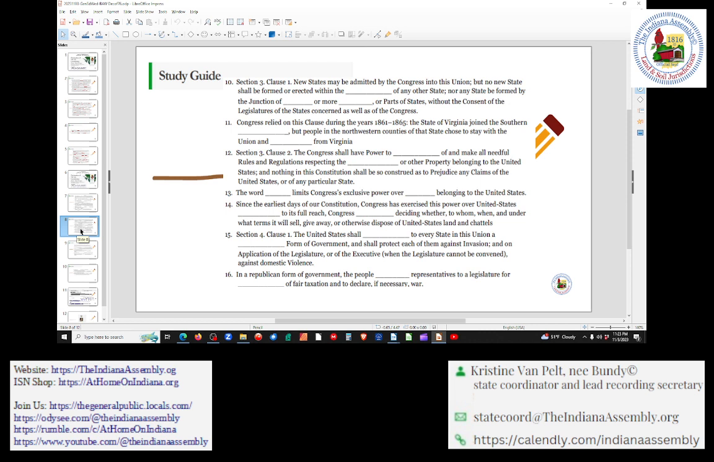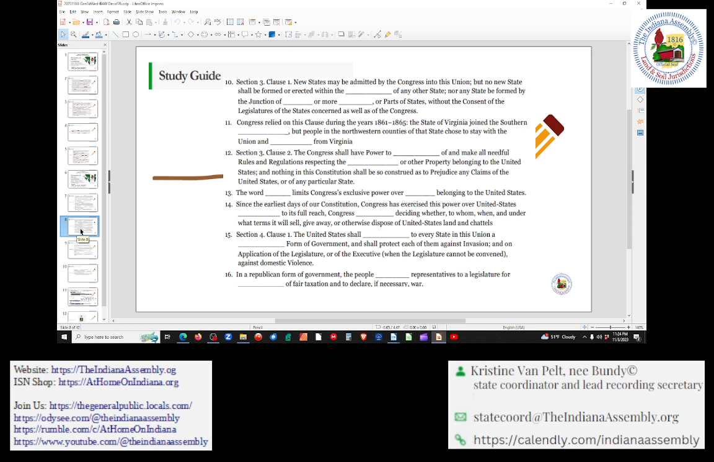Number 12. Section 3, Clause 2. The Congress shall have power to blank of and make all needful rules and regulations respecting the blank or other property belonging to the United States, and nothing in this Constitution shall be construed as to prejudice any claims of the United States or of any particular state.